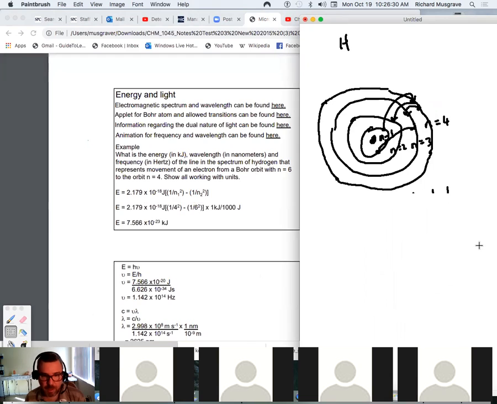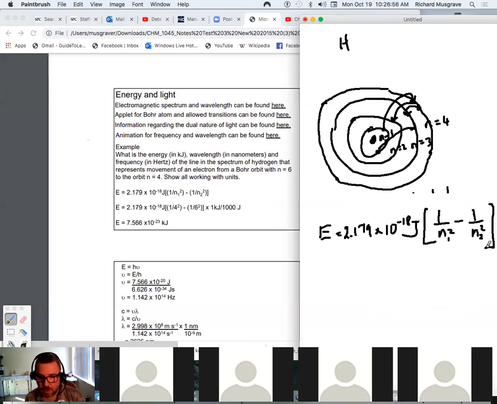So we're going from n equals 6 to n equals 4. And that's going to give us an energy difference. This 2.179 times 10 to the negative 18 joules is a constant. And again, you don't have to memorize that. And the formula is 1 over n1 squared minus 1 over n2 squared, multiplied by that. Now the n values are the ones that were given in the question, 4 and 6.